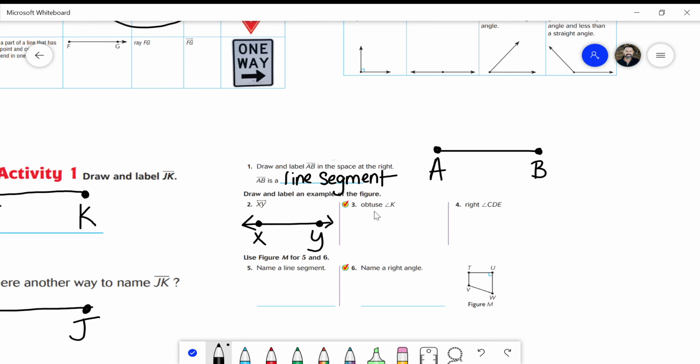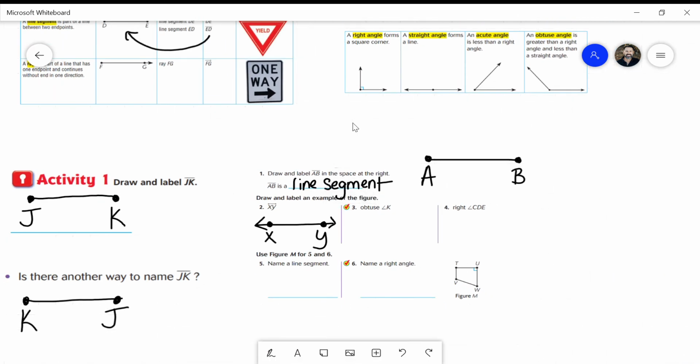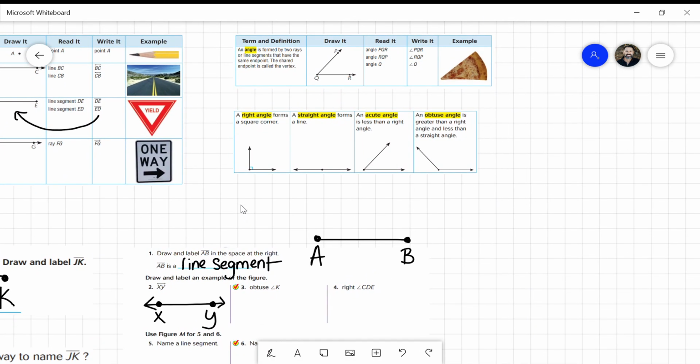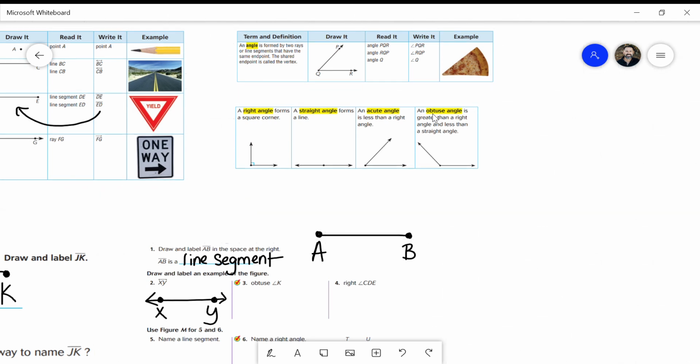This question is telling me to draw an obtuse, and then there's that symbol, and then it says K. So I wonder what that means. I'm going to go back to my reference sheet. There's the word obtuse. And oh, there's the symbol. When I have that symbol, that's referring to an angle. Here when I write it, it looks like that, but if I'm reading it, it's angle PQR. So that's what that symbol means. So they want me to draw an obtuse angle K.